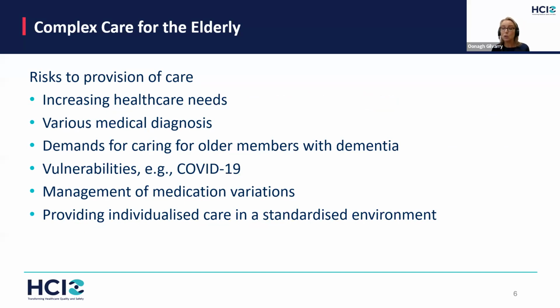And for your own older members, I'm sure that you're aware of the increasing healthcare needs that relate to those members. You have various medical diagnoses that you need to be able to deal with on a day-to-day basis. There may be additional demands for caring for older members with dementia. Obviously, we have those underlying vulnerabilities, for example in relation to COVID-19 and the impacts that we've seen and the demands that are made on care services. We have management of medications, and the vast variations of medications can cause an increased risk to the services being provided. And then obviously you're trying to provide individualized care in a standardized environment, which can be extremely difficult to achieve.